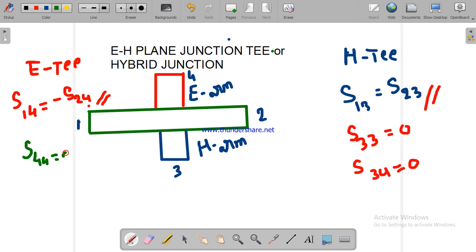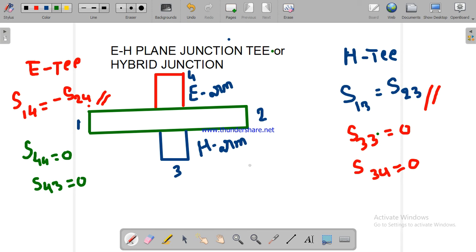Because the E plane is perfectly matched, and here the H arm is also perfectly matched, so we are taking S33 equal to 0. Here the E arm is perfectly matched, so S44 is equal to 0. And next we know that the energy from 4 to 3 is also 0.